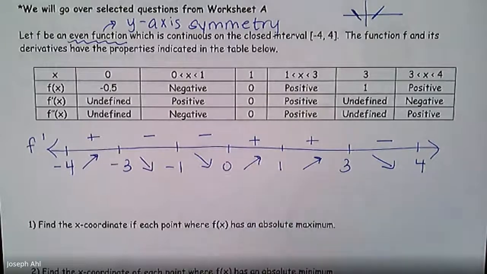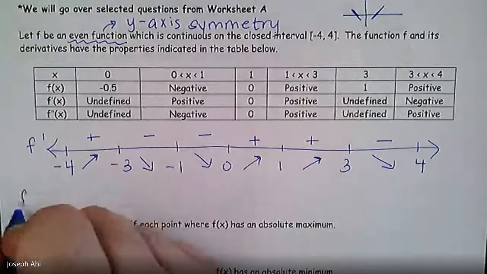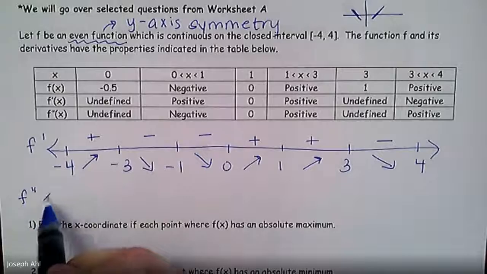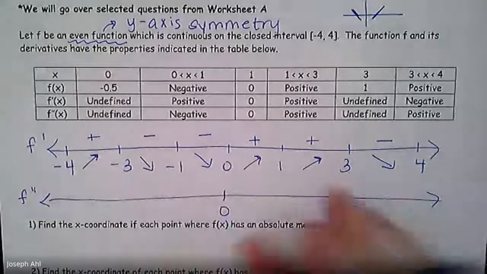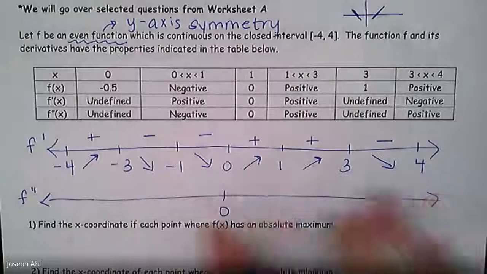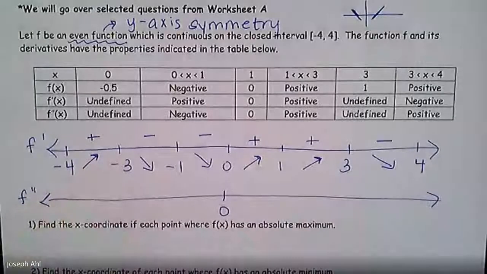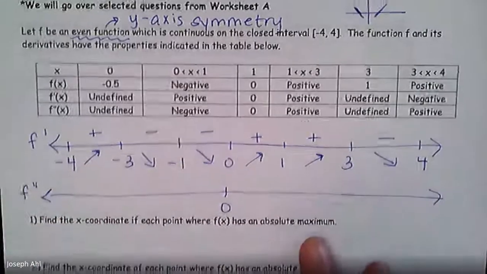All right, before we go ahead and start filling in the information, though, we should probably do an f double prime number line. Okay. So we'll work on the right side first because that's the information we have, and then think about how that transfers over to the left side, the negative side of the x-axis.